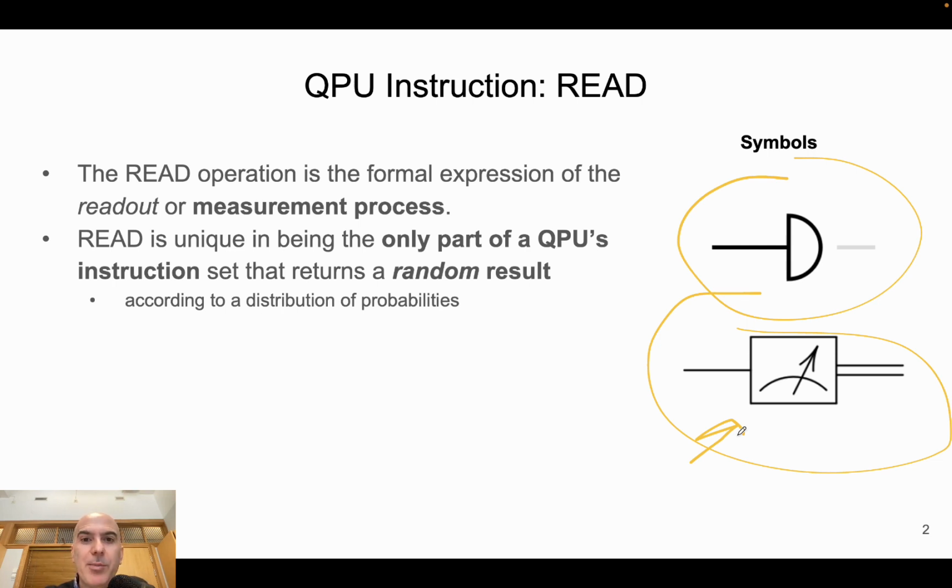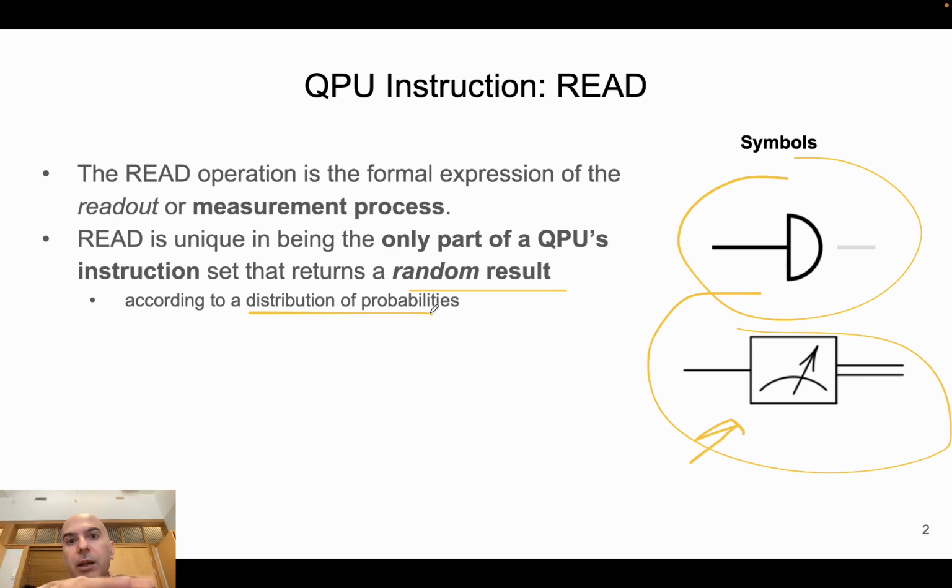The read operation is somehow a unique QPU instruction in the sense that it returns random results according to a distribution of probabilities. So for instance, if we have a quantum system with two states both equally likely, the same probability to measure either state 0 or state 1, whenever we do a read operation, half of the time we will roughly measure the state 0 and the other half of the time 1. So this is a random process, so sometimes it's 1, sometimes 0.